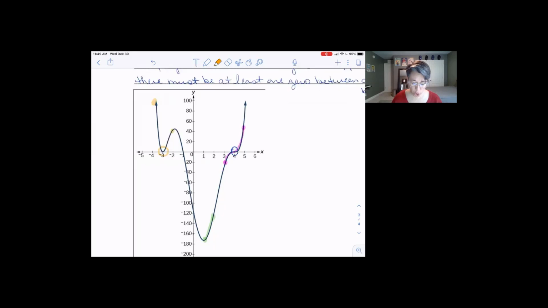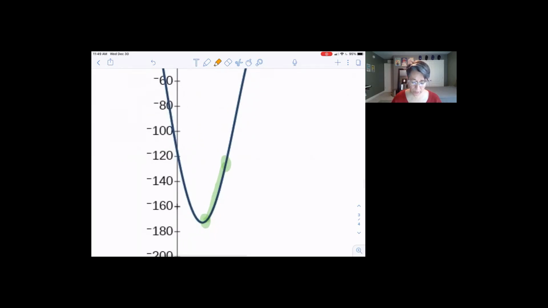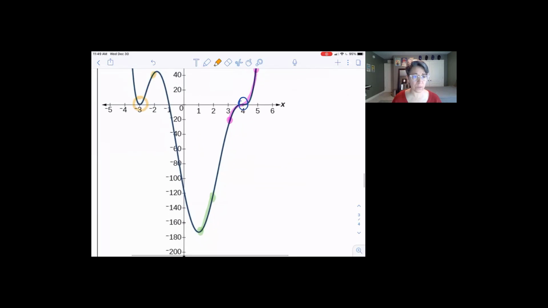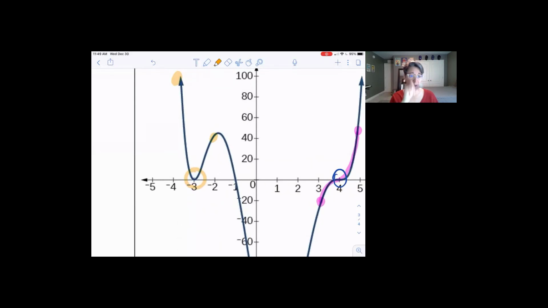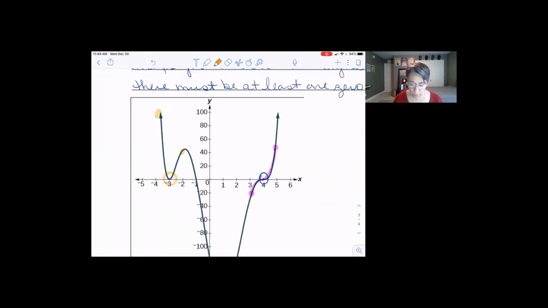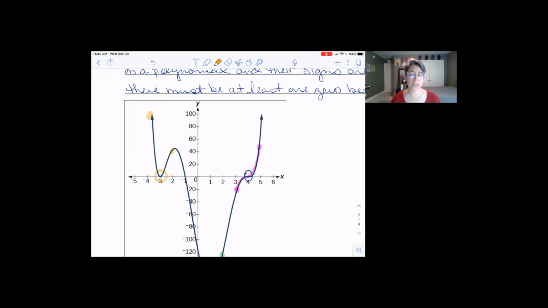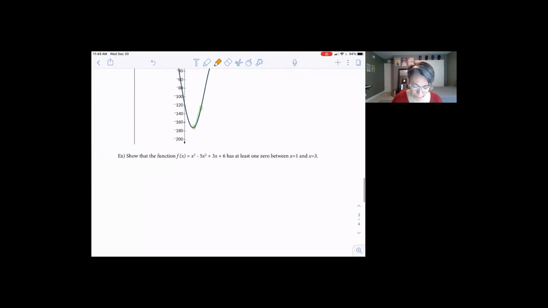There could be no 0, no x-intercept, like here between the f of 1 and f of 2, or there could have been a 0 in between, like where it bounces off. So it only gives us information if they change signs. If they don't change signs, that doesn't mean there's not a 0. So let's do a quick example.